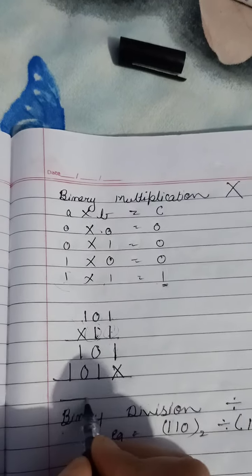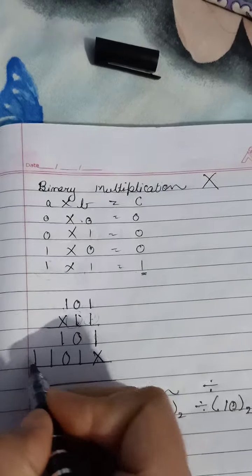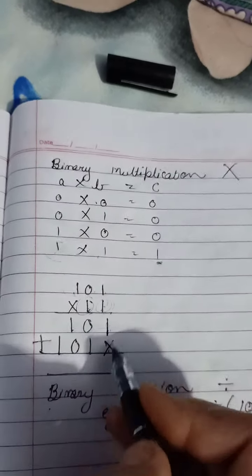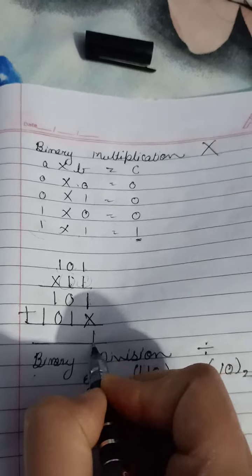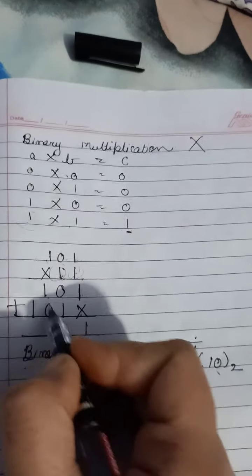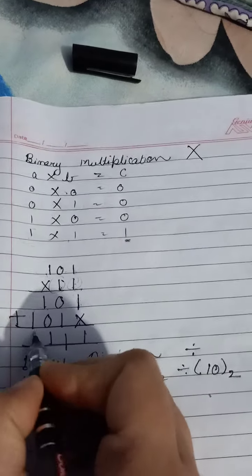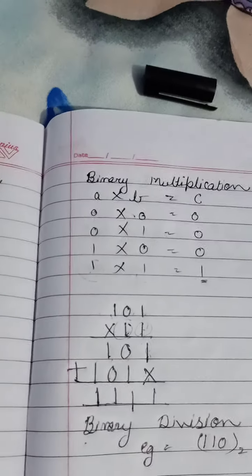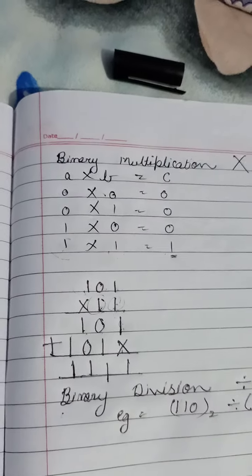What we will do? We just perform the addition function. In maths we also do the same process. 1, 0 plus 1 is 1, 1 plus 0 is 1, and 1. So the answer will be 1 1 1 1. Okay, this is the binary multiplication.